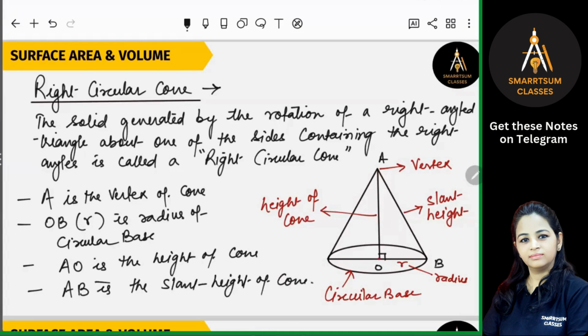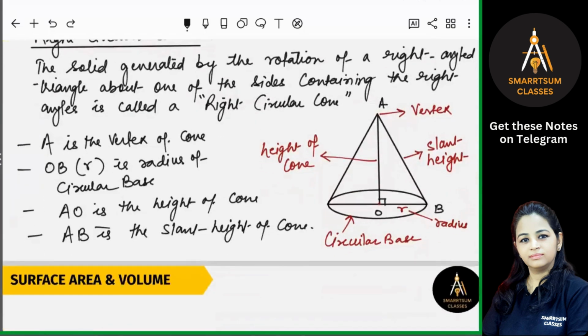So I hope you have understood what the shape right circular cone is, which is generated by the rotation of a right angle triangle about one of its sides containing the right angle. It has a vertex, the tip at the top. It has a circular base with some radius, as you can see here, OB. Height of the cone is the side containing the right angle. And the hypotenuse of the triangle is actually the slant height of the cone. So these are the different terms related to a right circular cone.